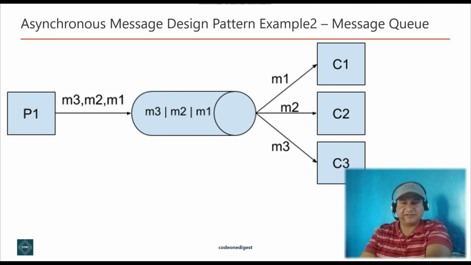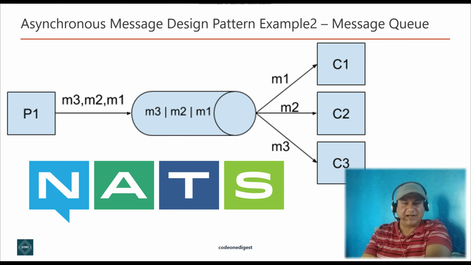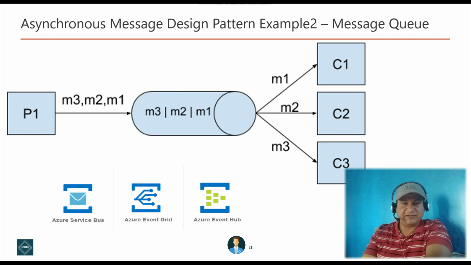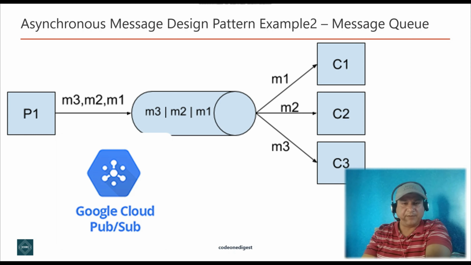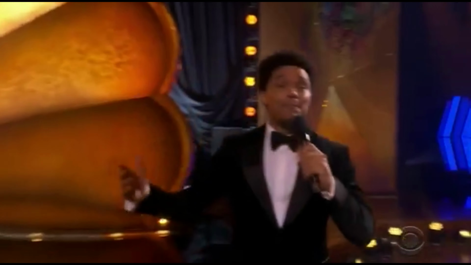There are various message brokers available to support queues like RabbitMQ, ActiveMQ, Kafka, NATS, AWS SQS SNS, Azure Service Bus, Google PubSub and AnyPoint MQ. Right, friends? That was amazing.